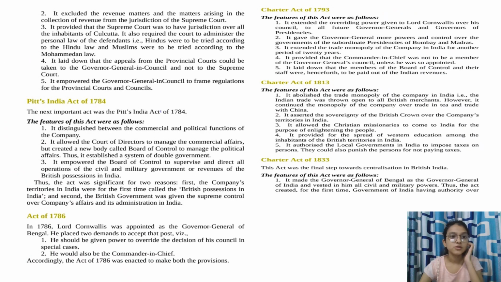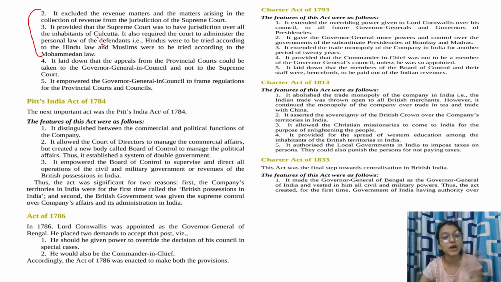Now let's come to the other features. It excluded the revenue matters and the matters arising in the collection of revenue from the jurisdiction of the Supreme Court. Same point that I have mentioned now. It provided that the Supreme Court was to have jurisdiction over all the inhabitants of Calcutta. It also required the court to administer the personal law of the defendants. For example, Hindus were to be tried according to the Hindu law and Muslims were to be tried according to the Mohammedan law. So it is basically the reason why they had to establish a Supreme Court here, and also it was their idea to have separate personal laws for Hindus and Muslims.